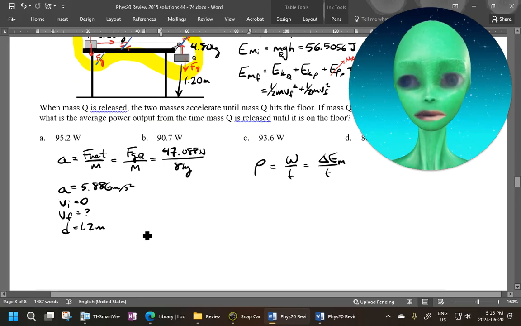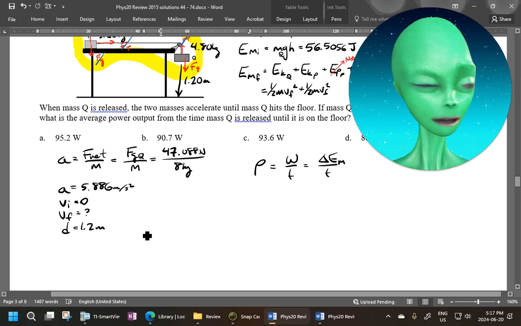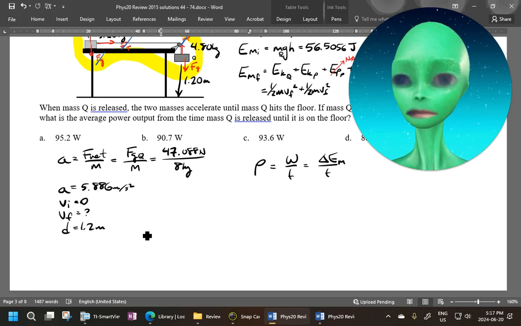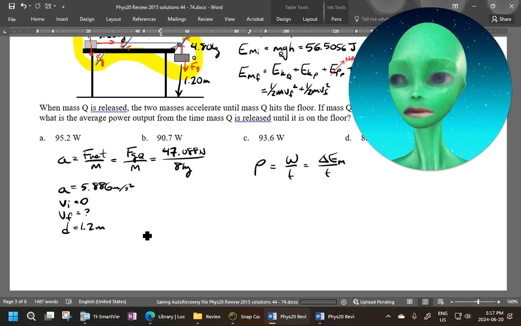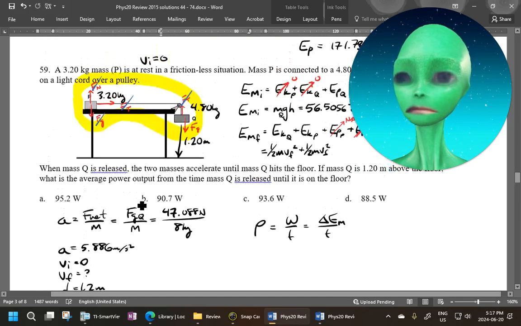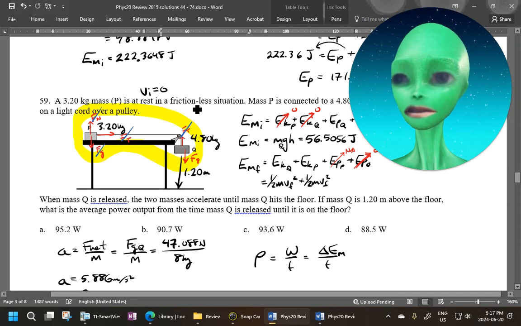I'm pretty sure there's an easy way to do this question. I don't know. I'm just having fun. Okay. Oh yeah, there would have been an easy way to do this question up there. What do you mean? The final, the initial, it's an isolated system. Is it isolated? It doesn't say. It says it's a frictionless situation.